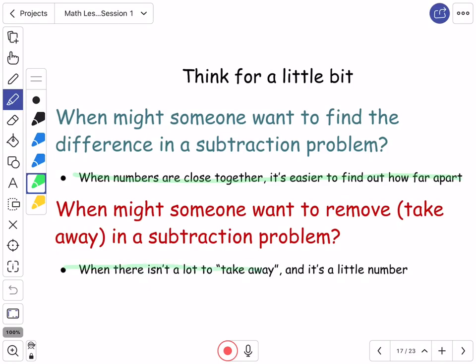That's when there isn't a lot of takeaway and it's more of a little number. All right. So you could tell that there was kind of a difference between those. When the numbers are closer together, you're simply just finding the difference. When they're farther apart like that, you're simply going from the bigger number, the smaller number of spaces to get to that other bigger number, if that makes sense.